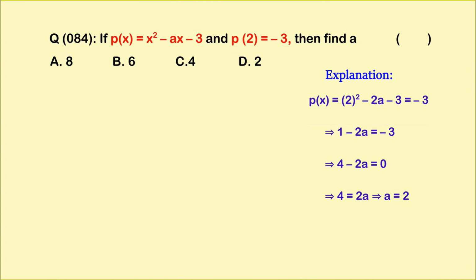If you substitute x as 2, we'll get 2 square minus 2a minus 3, that is equal to minus 3 given in the question. So 1 minus 2a is equal to minus 3. 2 to the 4, 4 minus 3 is 1. So 1 minus 2a is equal to minus 3. So 4 minus 2a is equal to 0. So 2a is equal to 4. a is equal to 4 by 2, we'll get 2. So D is the right answer.